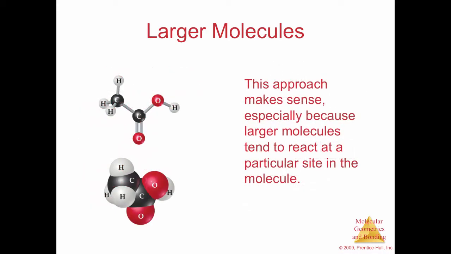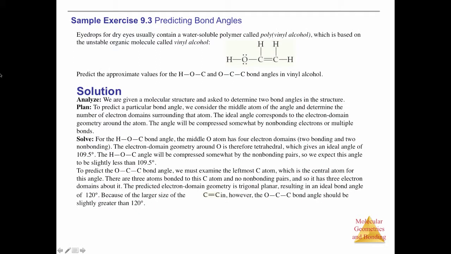This approach makes sense, especially because larger molecules tend to react at a particular site in the molecule. For instance, this molecule might react here with another organic compound. Sample exercise 9.3, predicting bond angles. Eye drops for dry eyes usually contain a water-soluble polymer called polyvinyl alcohol, which is based on the unstable organic molecule called vinyl alcohol. Predict the approximate values of the HOC and OCC bond angles in vinyl alcohol.